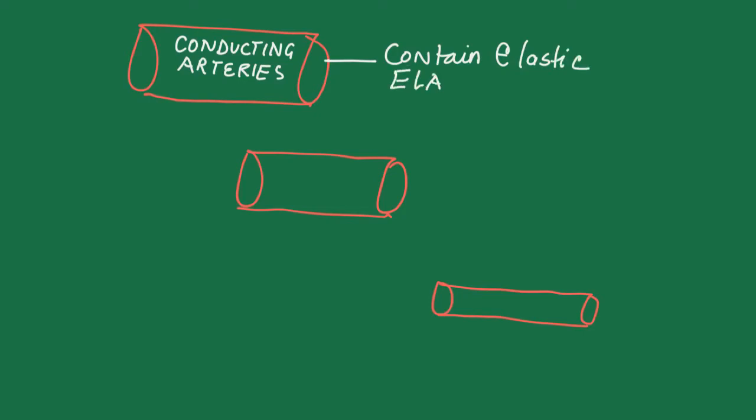So the examples of elastic arteries are aorta, pulmonary trunk, and common carotid. They're all very close to the heart. They all have elastic tissue that will help them handle the changes in pressure coming from the ventricles.